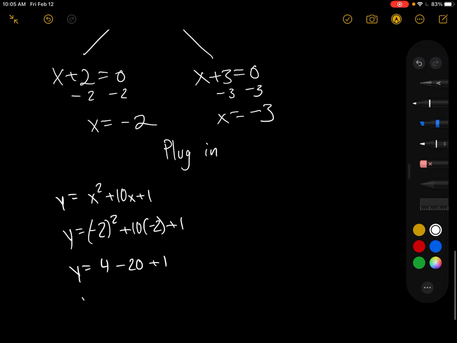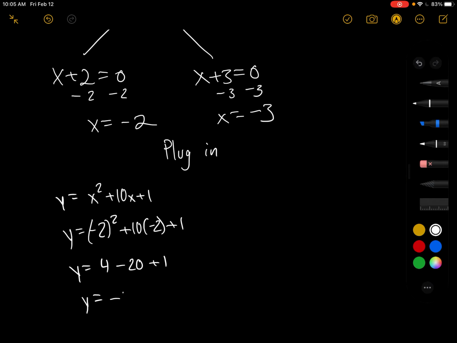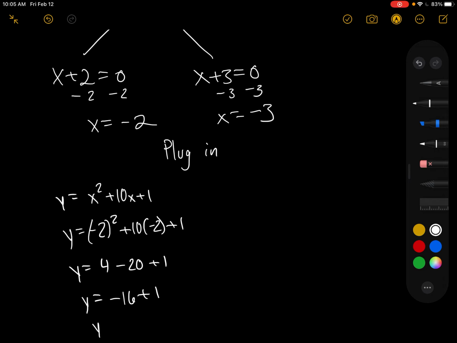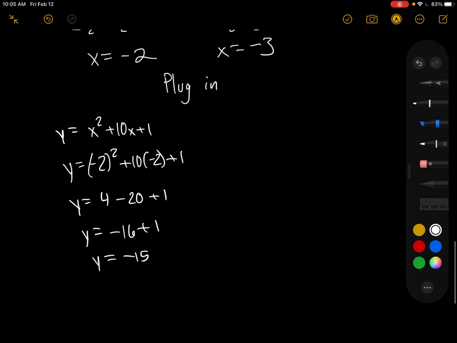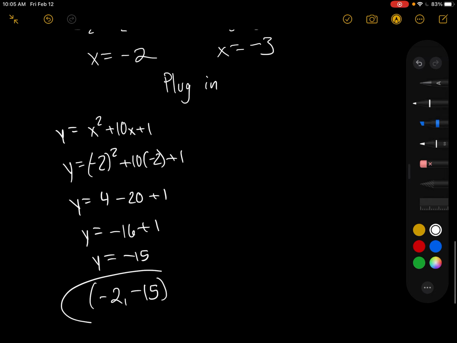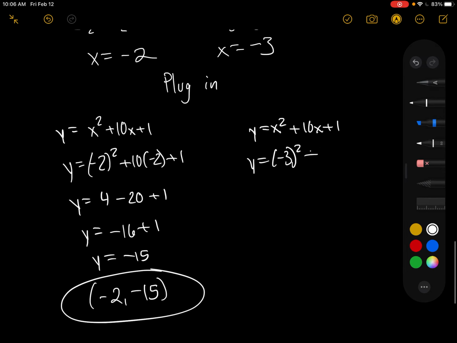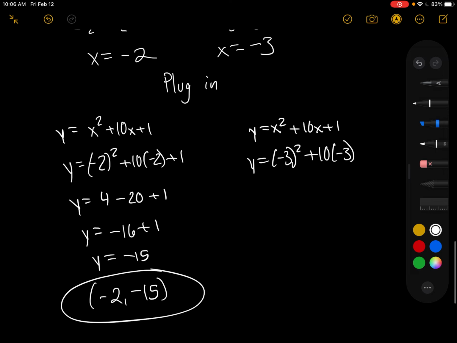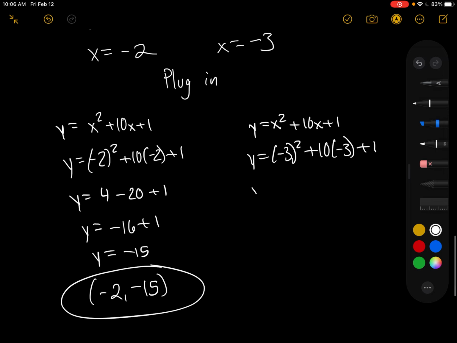4 minus 20 plus 1, minus 16 plus 1, or y equals minus 15. So negative 2 comma negative 15 is 1 point. And again, we can do that same thing now for our minus 3. Everywhere that we see an x, we're putting in our minus 3.